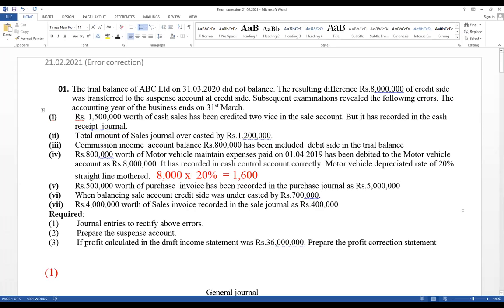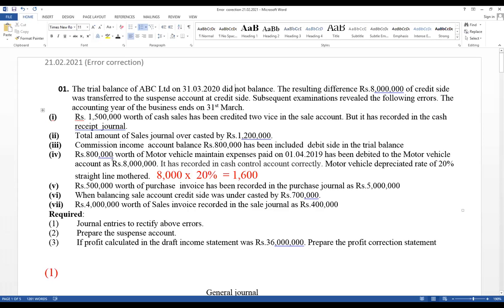Maintenance expense account debit 800. Suspense account debit 7,200. Motor vehicle account credit 8,000. Motor vehicle account debited, it is not correct. That value should be credit, value equal 8,000. And maintenance expense account should be debit 800. Difference value, suspense account debit 7,200.